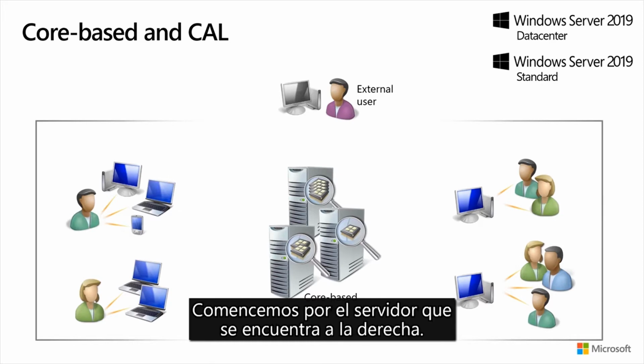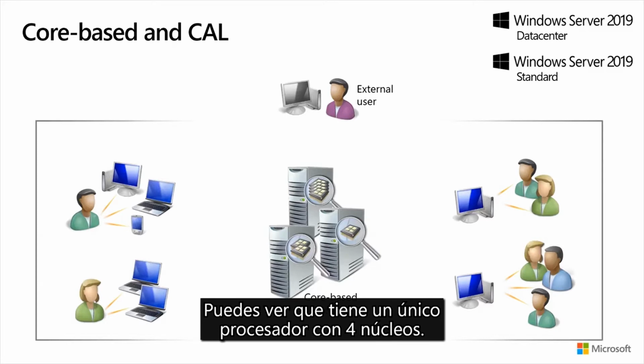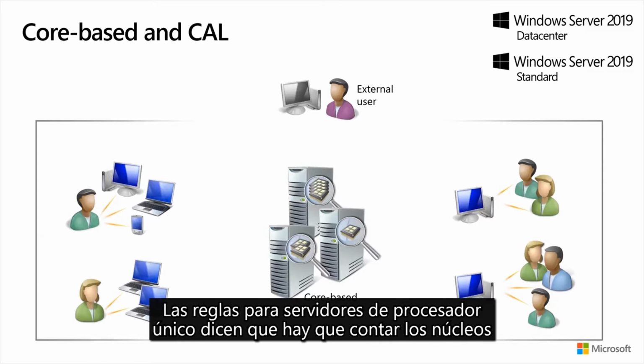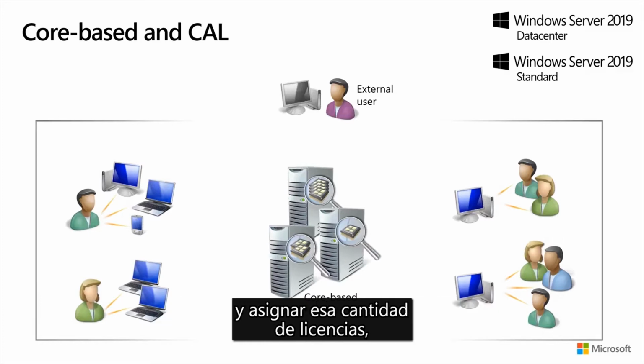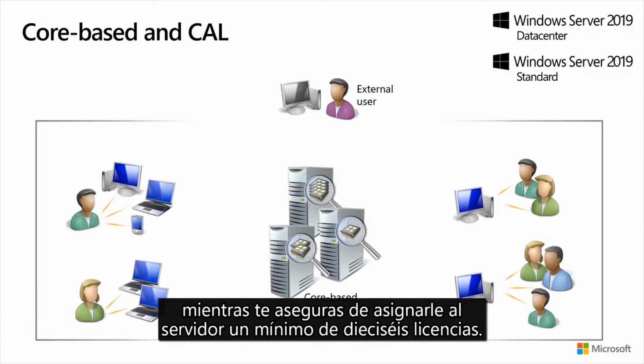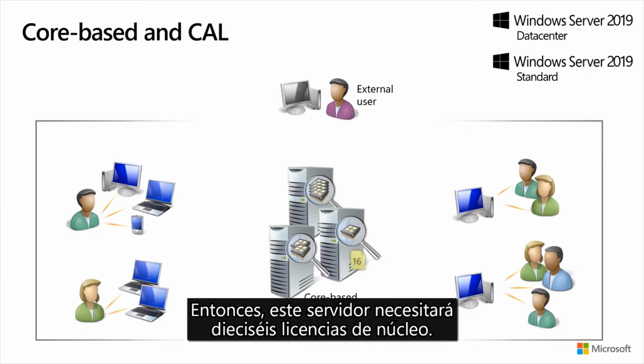Let's take the server at the right-hand side first. Have a close look. You can see it's got a single processor with 4 cores. Now, the rules for single processor servers are that you count the cores and assign that number of licenses, whilst at the same time making sure that you assign a minimum of 16 licenses to the server. So this server will indeed need 16 licenses.